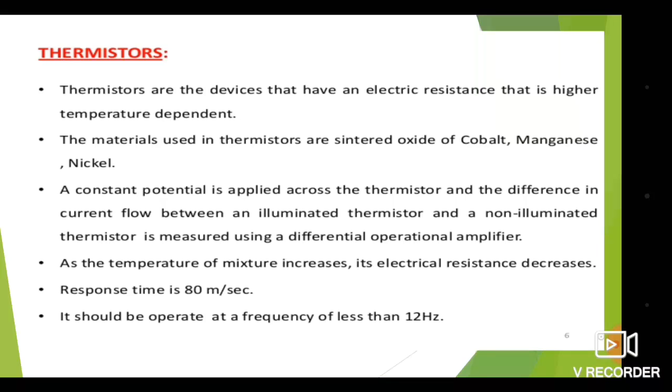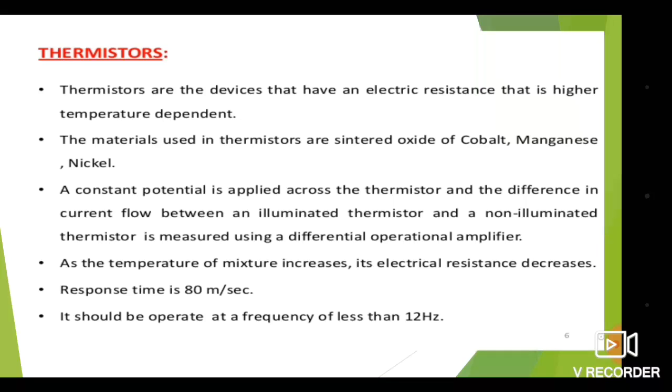Thermistors are devices that have an electric resistance that is highly temperature dependent. Means the resistance is highly temperature dependent. The materials used in the thermistor are sintered oxides of cobalt, manganese and nickel. So it is mixed oxides. A constant potential is applied across the thermistor, and the difference in the current flow between the illuminated thermistor and non-illuminated thermistor is measured using a differential operational amplifier.